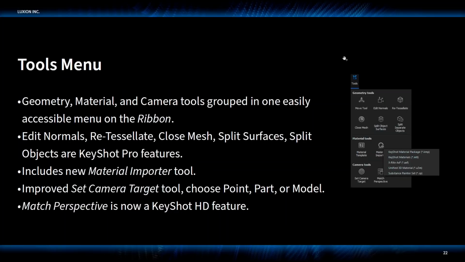I mentioned the tools menu earlier. We have added a new tools button on the ribbon where geometry, material, and camera tools are grouped in one easily accessible menu. Your geometry tools such as split surfaces and split objects, you can find those there. Those are pro features.